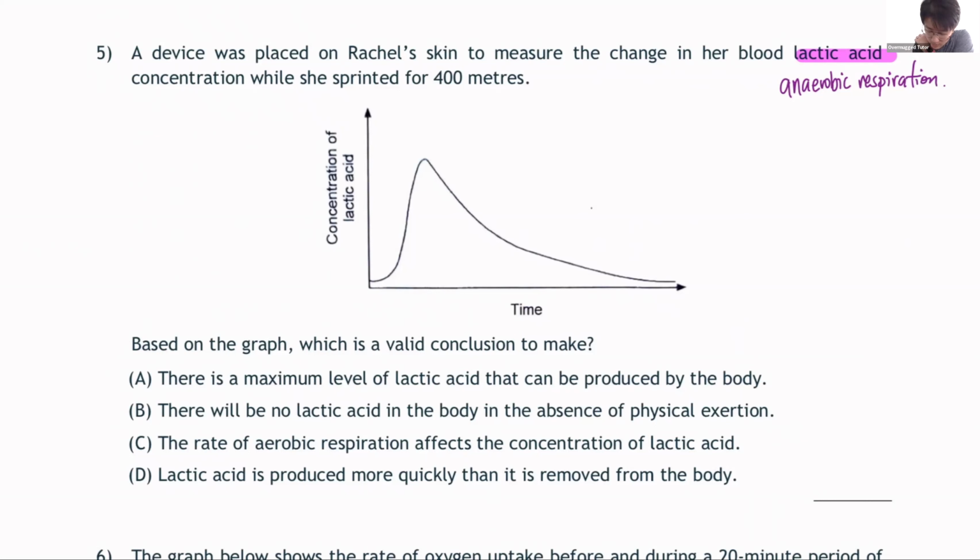For the graph to show me maximum level, my graph must be a plateau. Right? So always keep that in mind, understanding graphs. To know for sure whether or not a maximum has been reached, we need to see a plateau. Think back to how carbon dioxide affects rate of photosynthesis, how light intensity affects rate of photosynthesis. You will have that maximum light. That one tells you maximum. This one does not. Awesome. Thank you for not choosing that.